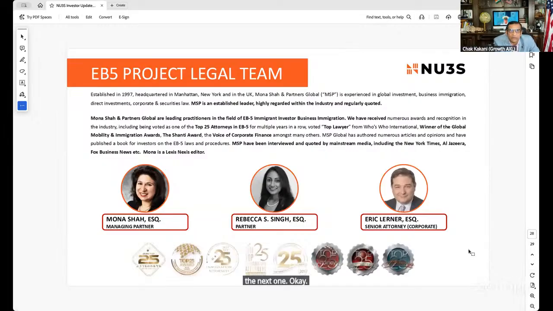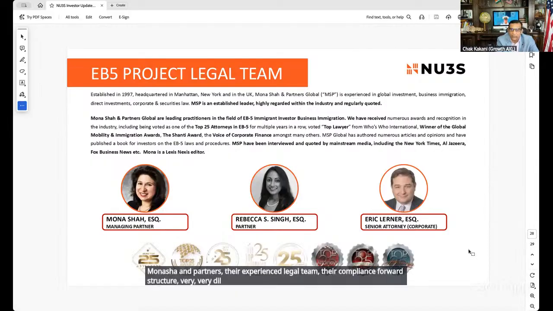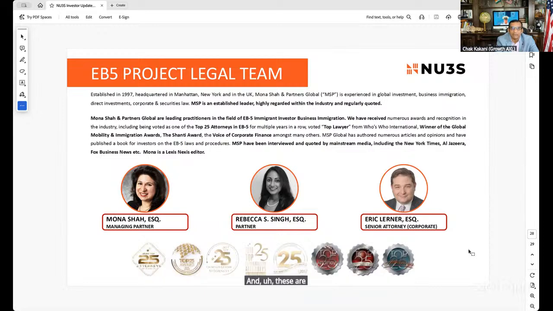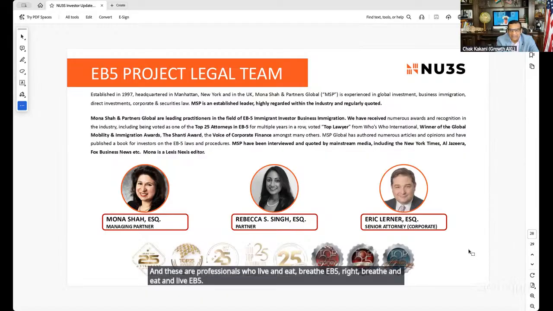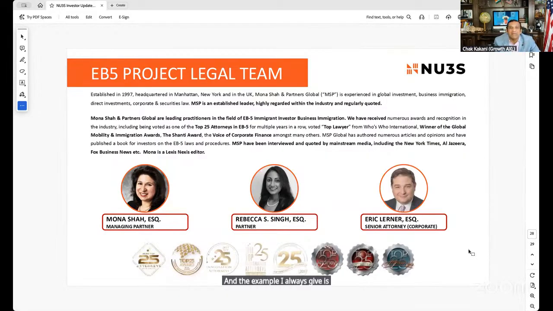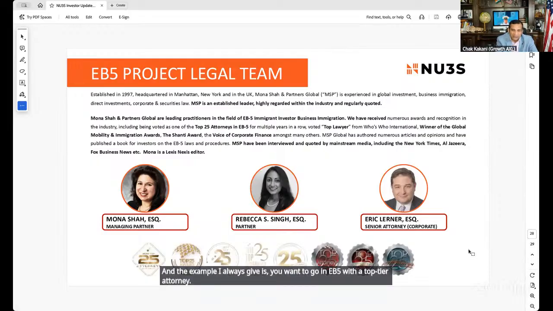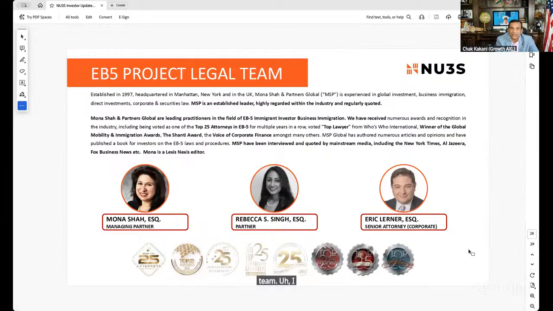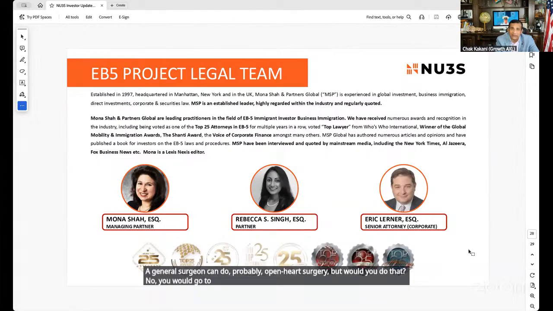Okay, that's our legal team for the project. Monasha and partners, their experienced legal team, their compliance-forward structure, very, very diligent on compliance. And these are professionals who live, eat, and breathe EB-5. The example I always give is you want to go into EB-5 with a top-tier attorney team. I describe this as, if you have open heart surgery, a general surgeon can probably do open heart surgery. But would you do that? No, you would go to a cardiothoracic surgeon, who is specialized in open heart surgeries.